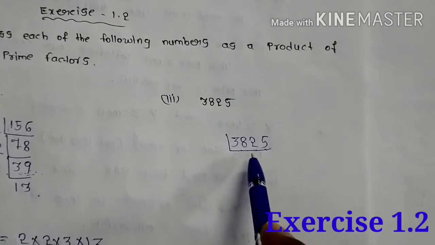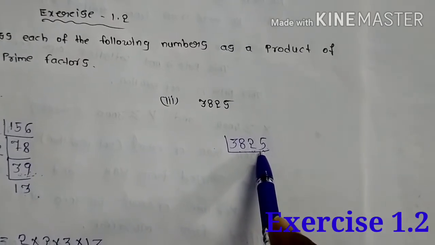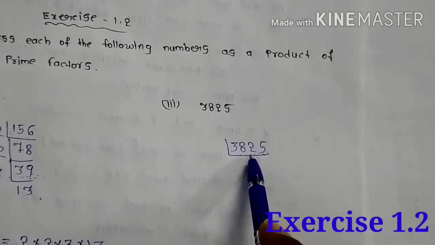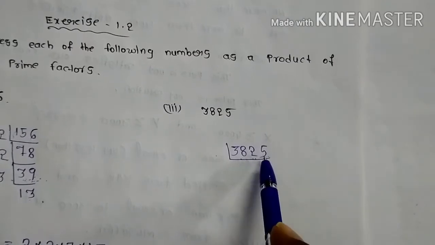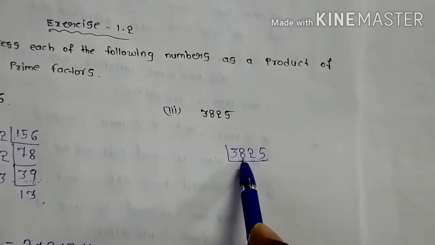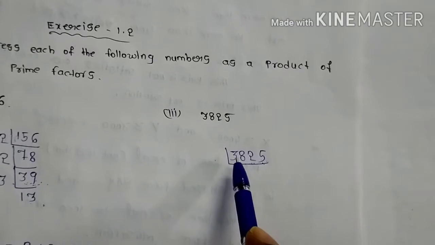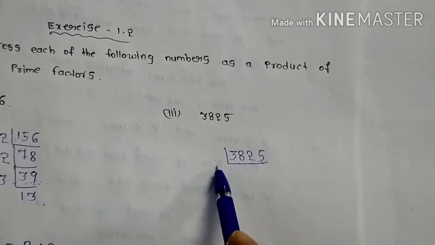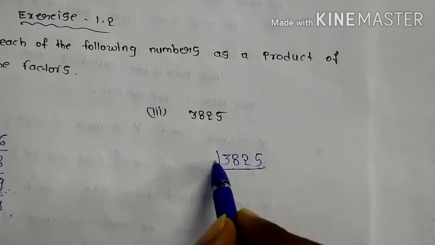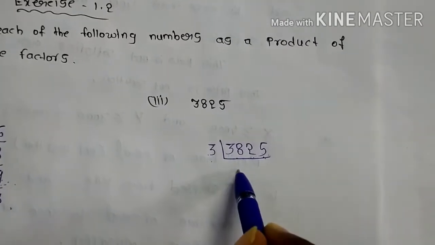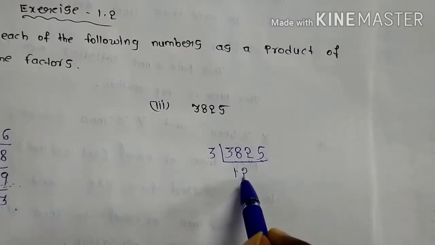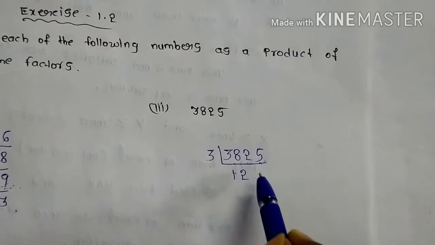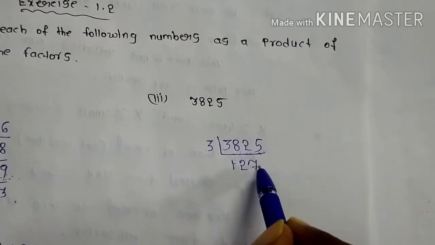3. Once you can check the divisibility rule of 3. You count the sum of all the digits. 5 plus 2 is how much? 7. 7 plus 8, 15. 15 plus 3 is how much? 18. Is 18 a multiple of 3 or not? Yes, so you can take the 3 table. Here you can see 3. 3 ones are 3, 3 twos are 6, remainder is 2. 3 sevens are 21. 3 fives are 15.